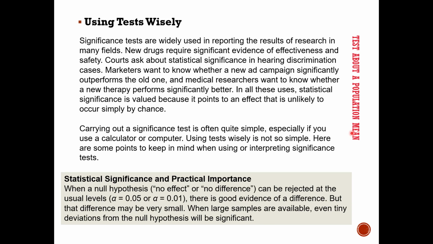So let's look at some points to keep in mind when interpreting significance tests. So first of all, when a null hypothesis, no effect or no difference, can be rejected at the usual levels, there's good evidence of a difference, but that difference might be kind of small. So basically, the bigger your sample, even tiny deviations from the null hypothesis can come out significant. Now, all that means is that if you have a big enough sample, you might notice a significant difference, but your effect size, meaning the actual difference between the two things, might be really small.